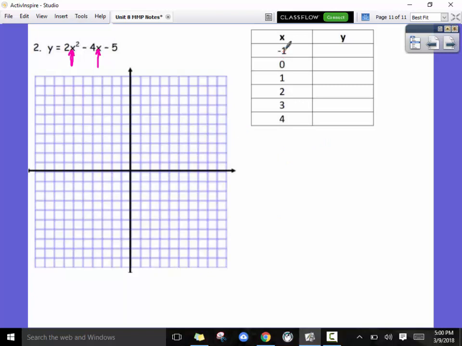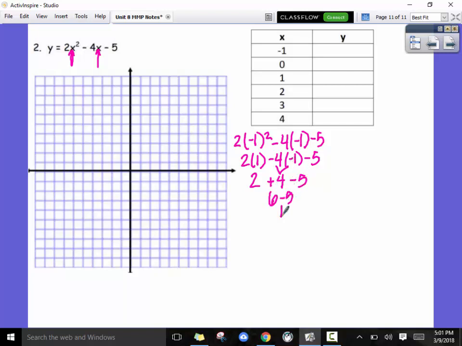So first one I'm going to do is -1. So 2 times -1 squared minus 4 times -1 minus 5. -1 squared is -1 times -1. Remember, you do the exponent first, which is 1. So 2 times 1 minus 4 times -1 minus 5. So you have 2 plus 4, because negative times the negative is a positive, minus 5. 6 minus 5 is 1. So you have a value of 1 there.